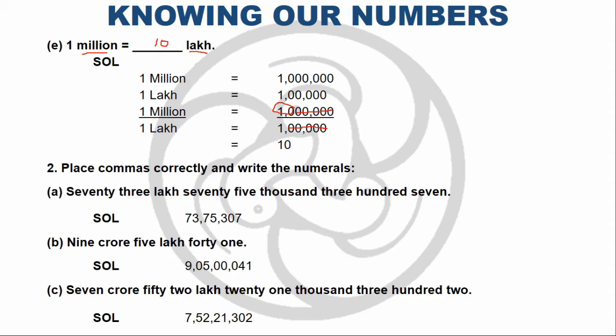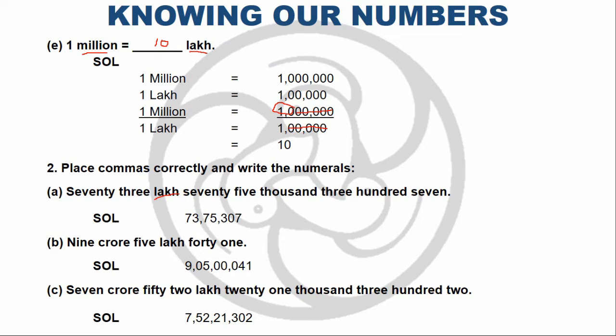What is the second question? Place commas correctly and write the numerals. That is, the number names are given, and for the number names we have to write the numerals. What is subdivision A? 73 lakh 75,307. So 73 lakh, the lakh is the Indian system.